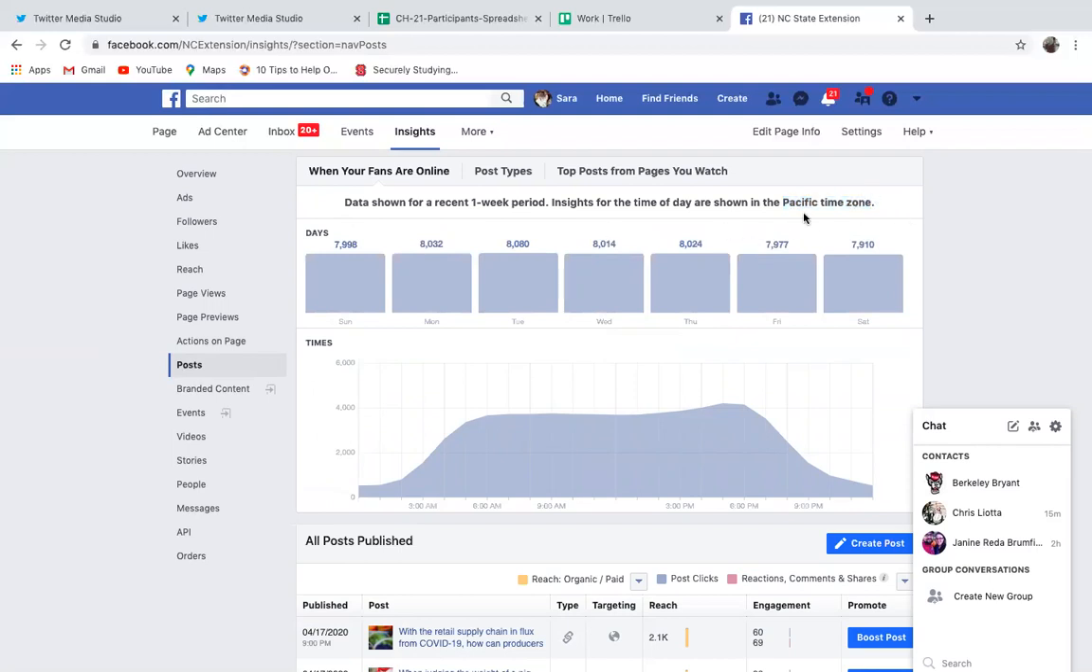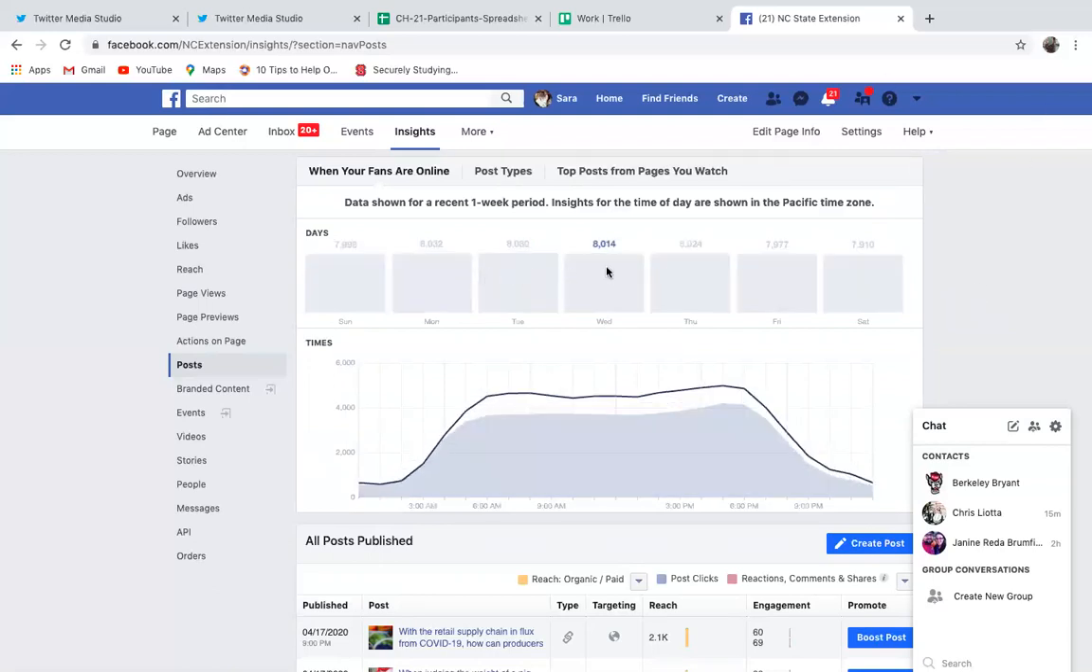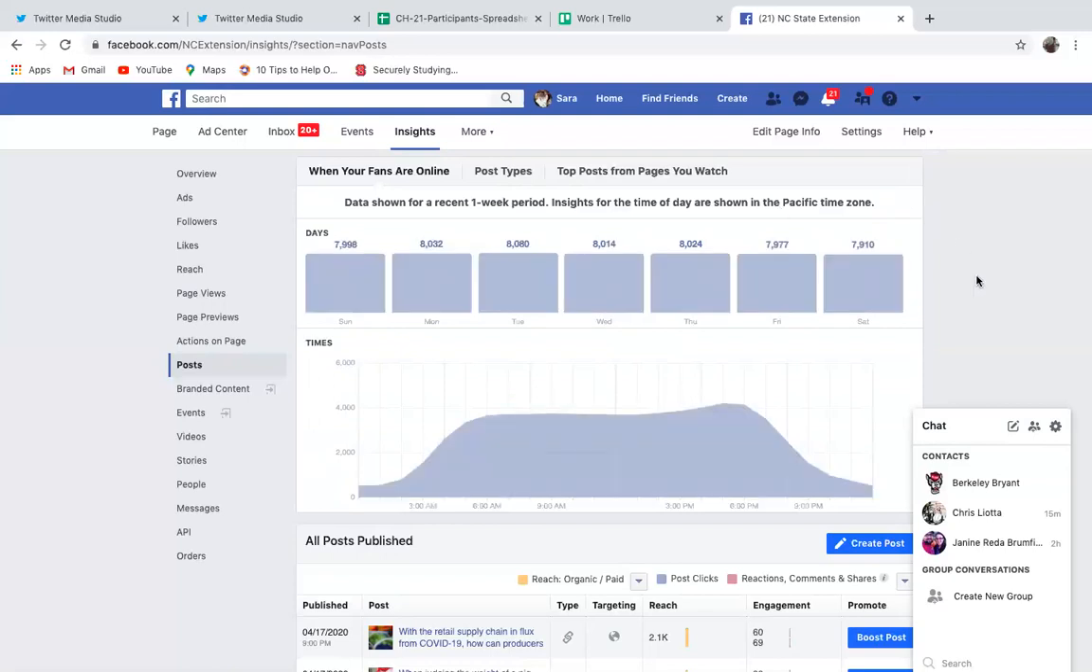But you can see which days seem to be the most popular for people being online. It looks like for me, that would be more during the week, Monday through Thursday, when I'm in the 8,000s. And then on the weekend, Friday, Saturday, and Sunday, there's a slight dip in when my fans are online, but it's not anything major. And we're posting something every day on our Facebook page, so it's not because we're not posting on the weekend.